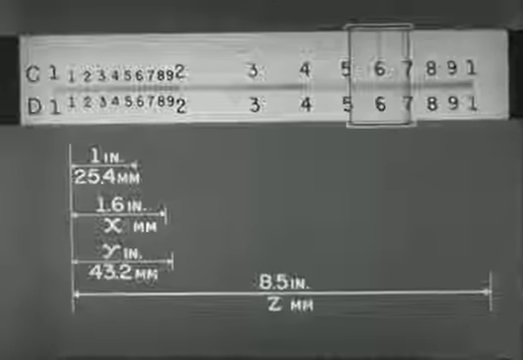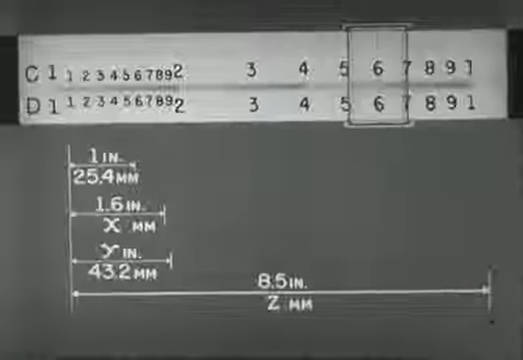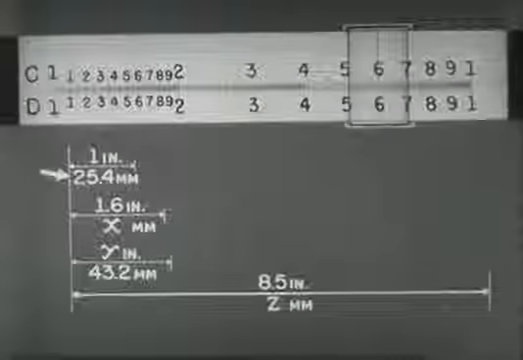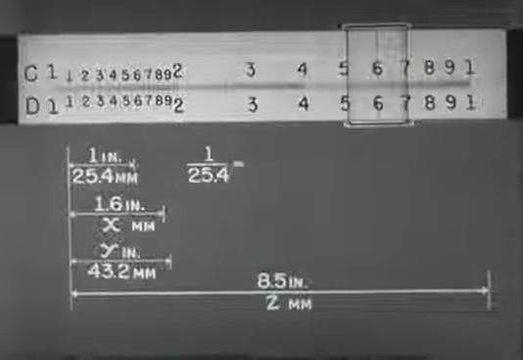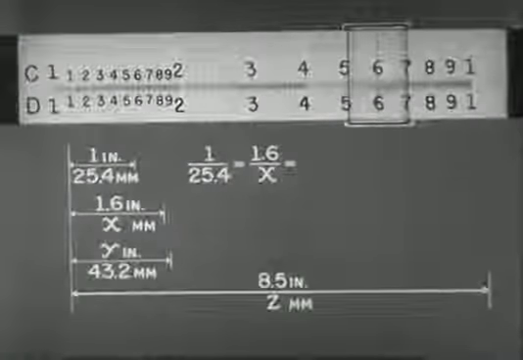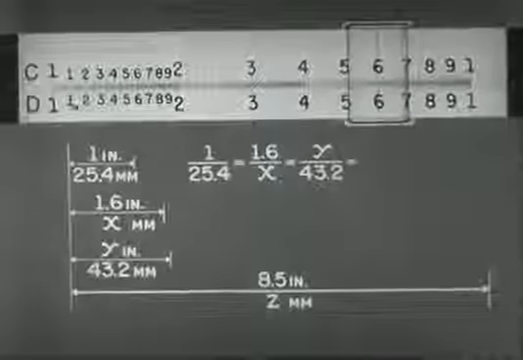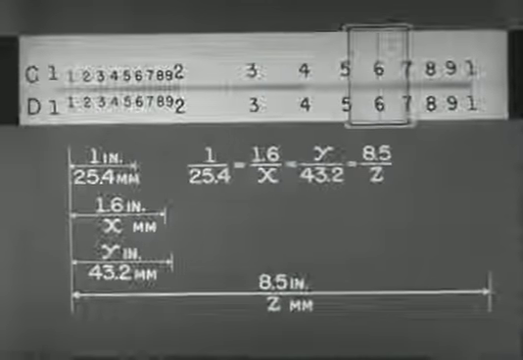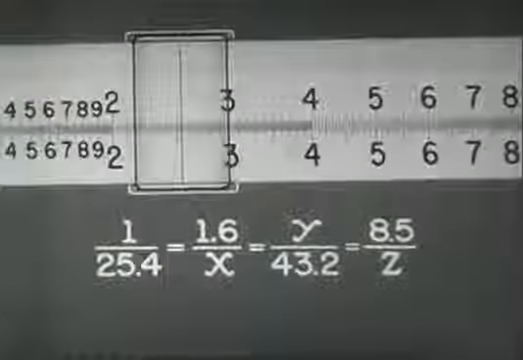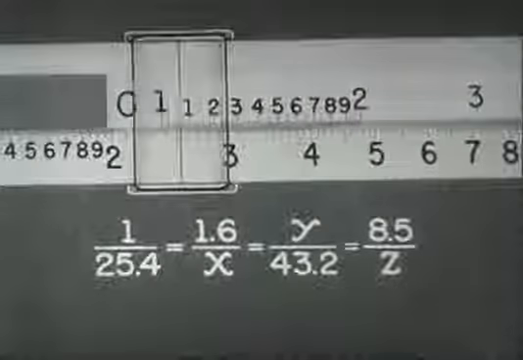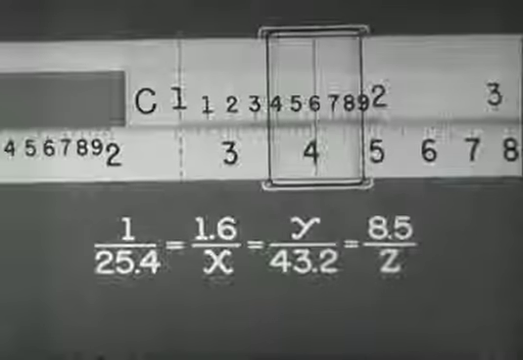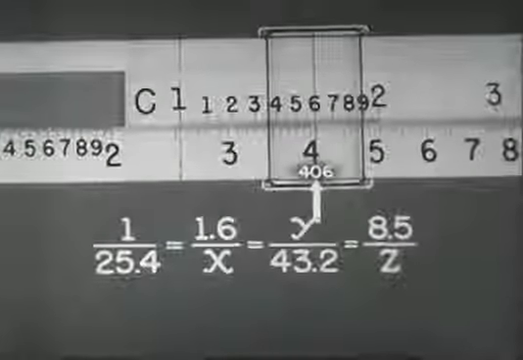Suppose the problem is to convert inches into millimeters and millimeters into inches. Since 1 inch equals 25.4 millimeters, we write 1 is to 25.4, as 1.6 is to x, as y is to 43.2, as 8.5 is to z. To 254 on D, set 1 on C. Move the hairline to 16 on C and read x as 406 on D.